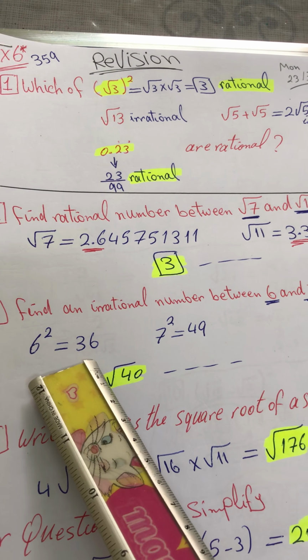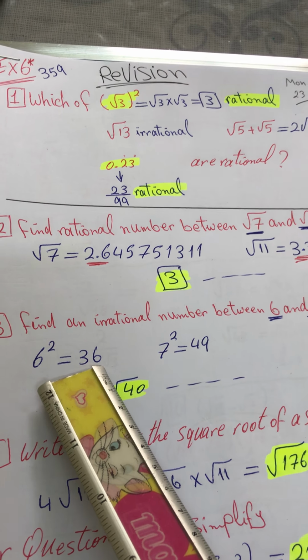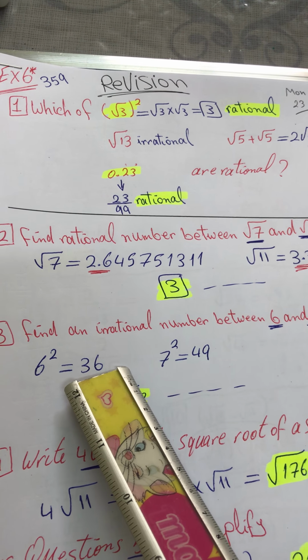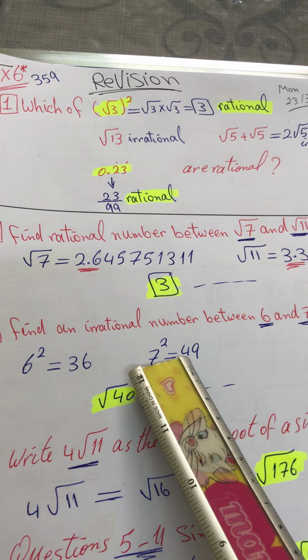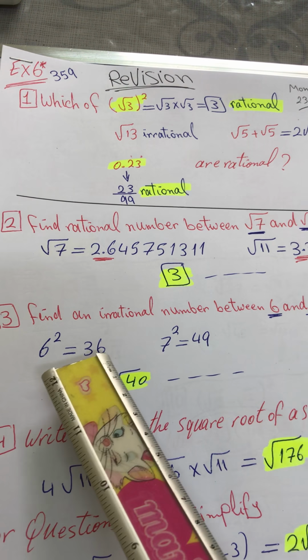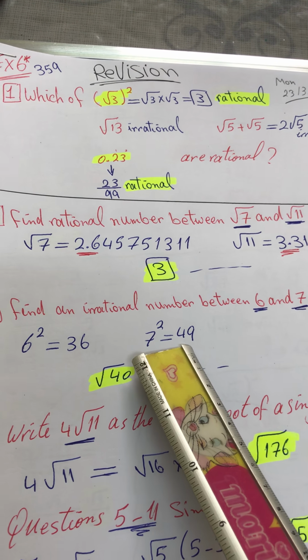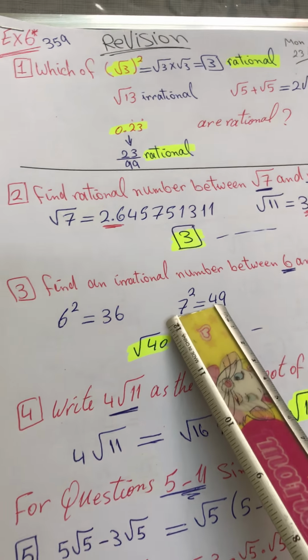Like, teacher, can we take square root of 37? You can. Square root of 38? You can. Can we take square root of 42? You can. But it must be more than 36 and less than 49.